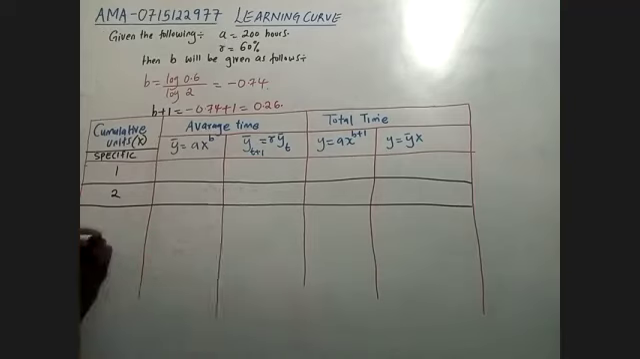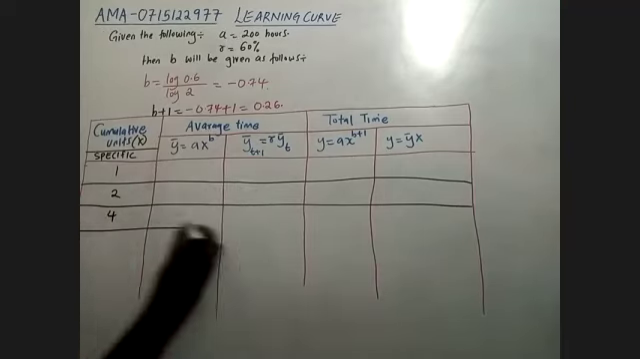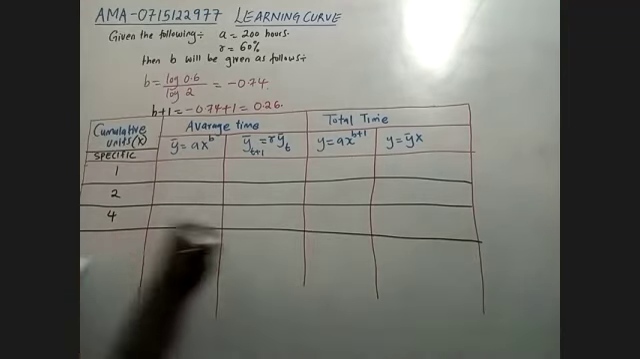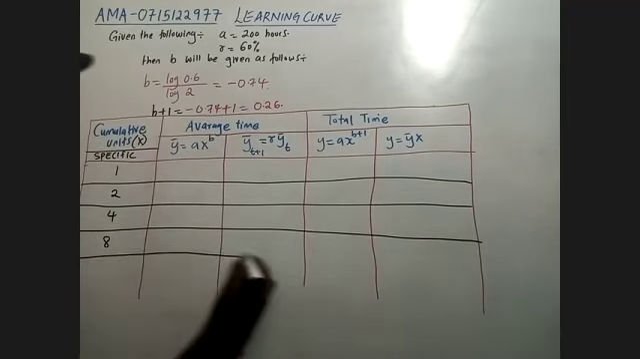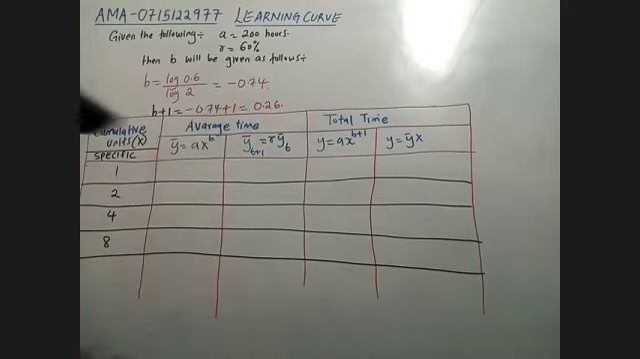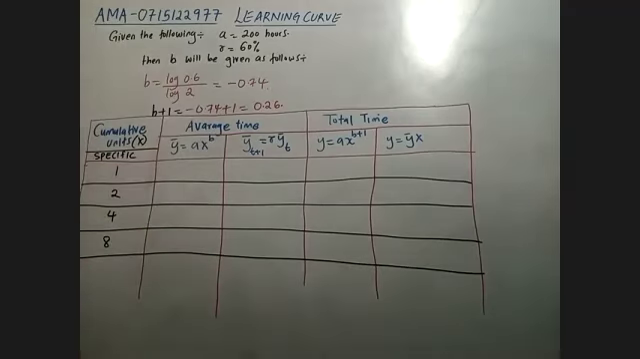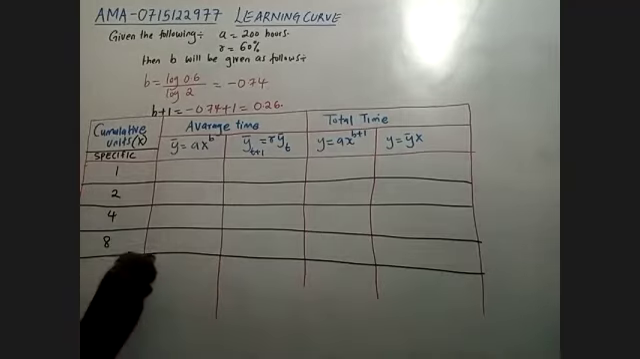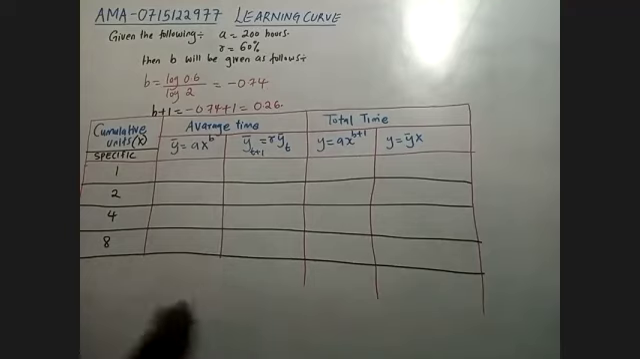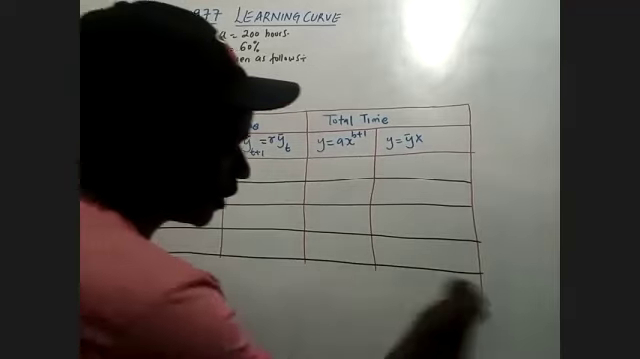Then the fourth unit, and then 8 units. So we shall use that example. I have used the doubling effect: from 1 to 2, 2 to 4, 4 to 8. I have used that for a reason, and I will show you the doubling effect later. But for now, let us try and fill in your table.